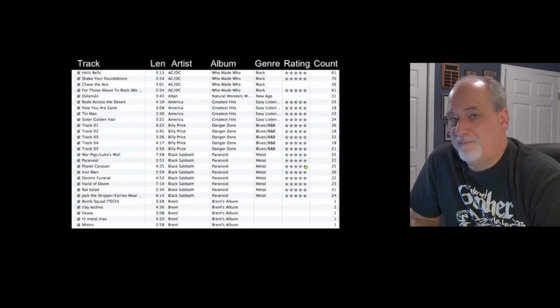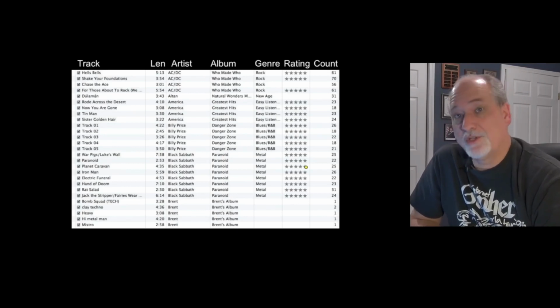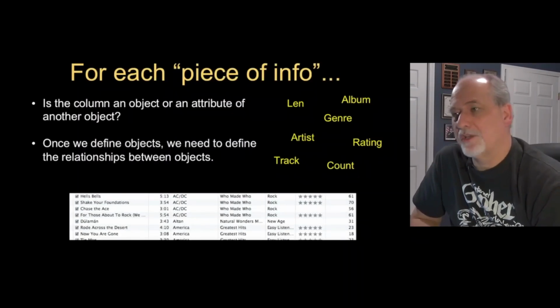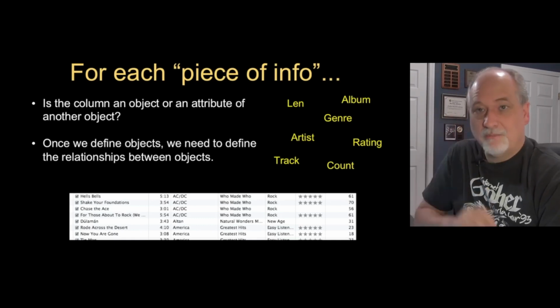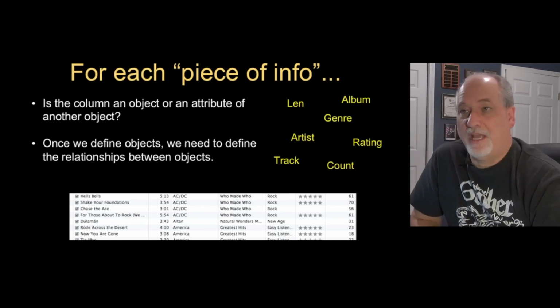But we're going to have billions and billions of tracks in these things, and so we want to come up with an efficient database to handle this. So we're going to look at each of the columns, and ask ourselves, is this column part of one of our existing objects, our existing tables, or do we have to create a new table?